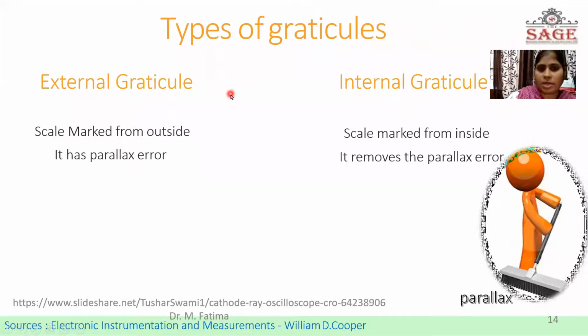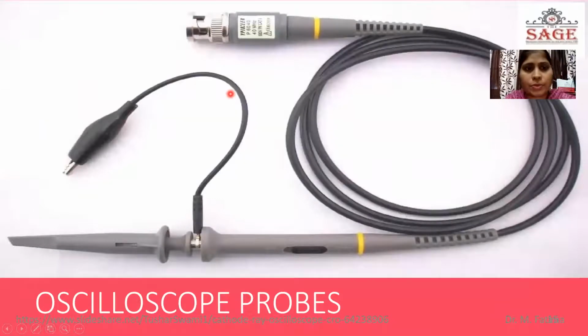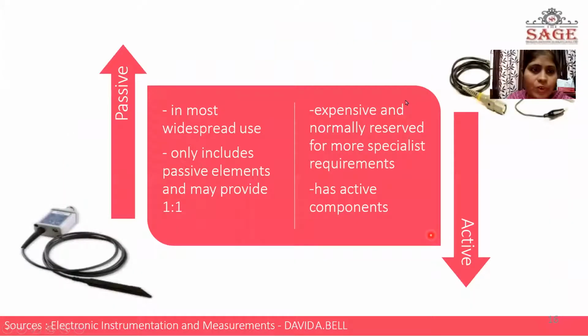On the next slide, now the probes. You can see here, this is the probe. This probe is nothing but the cable, and it is used to connect to the CRO to transmit the signal. So it is used as the feeding line, feeding the signal to the CRO. There are two types of probes: passive probes and active probes.